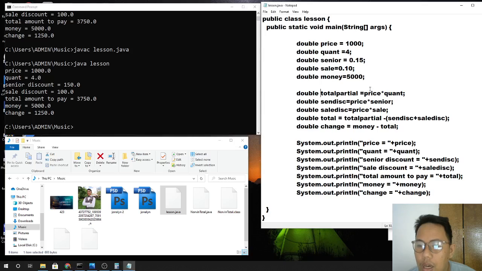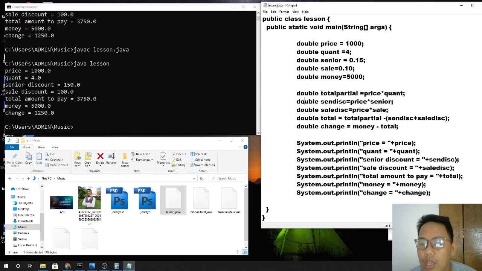So first, let's understand this one. I created a syntax for double. This is my variable. Total partial equals price times quant. The value of price is 1,000. The value of quant is 4. So the answer for total partial is 4,000. Right? It must show 4,000.